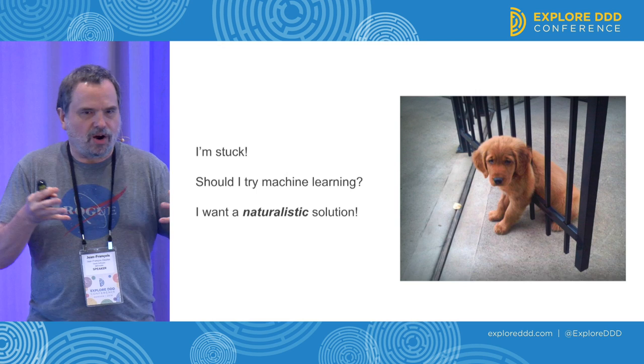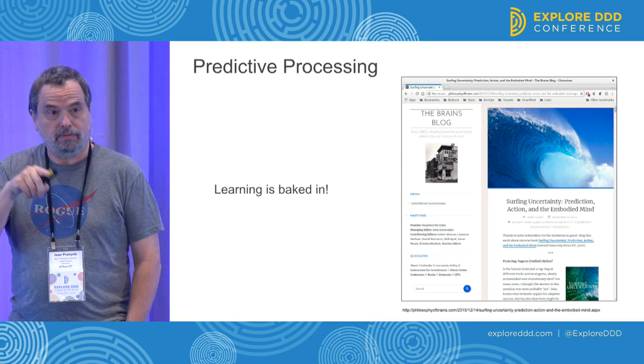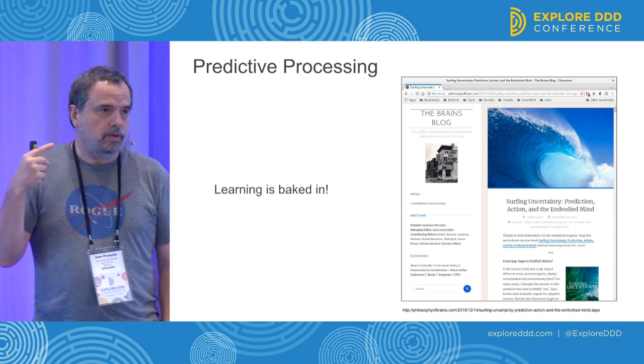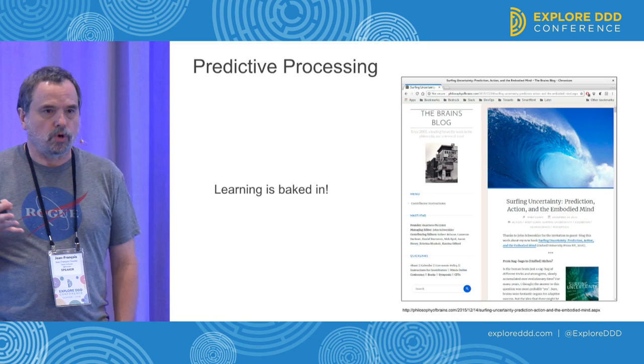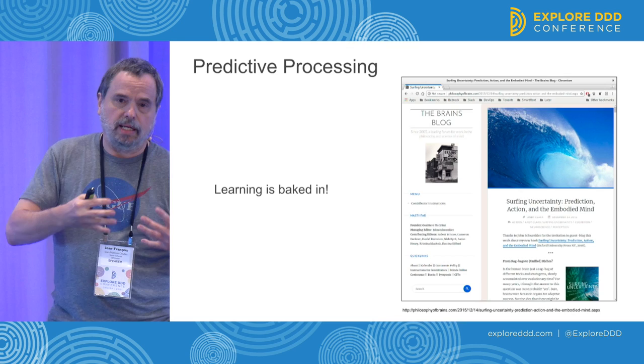Well, it so happens that about a month or so later, I was looking through my Twitter stream, and I followed a link to this blog, the Brain's blog, and it talked about this book called Surfing Uncertainty. And the book is about a relatively newish theory in neuroscience called predictive processing, and it's gaining a lot of favor right now. One of the nice things about this theory is that it integrates perception, action, and learning. And I went, ha, maybe that's the ticket.